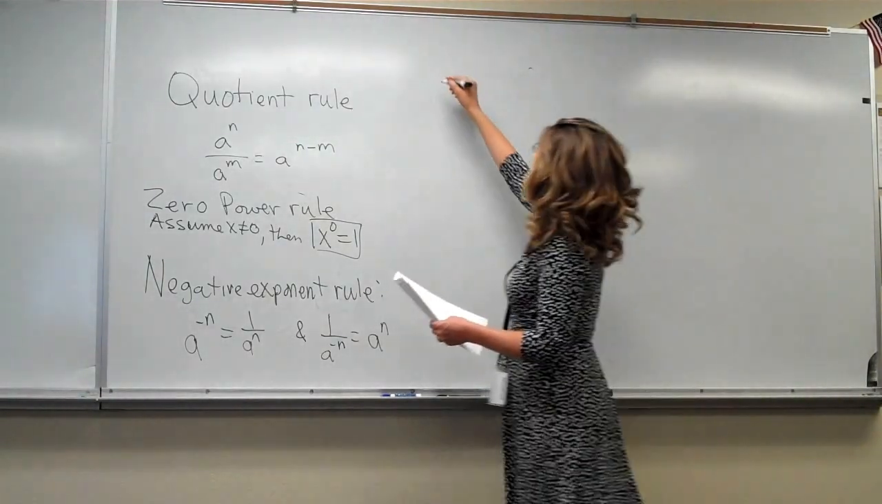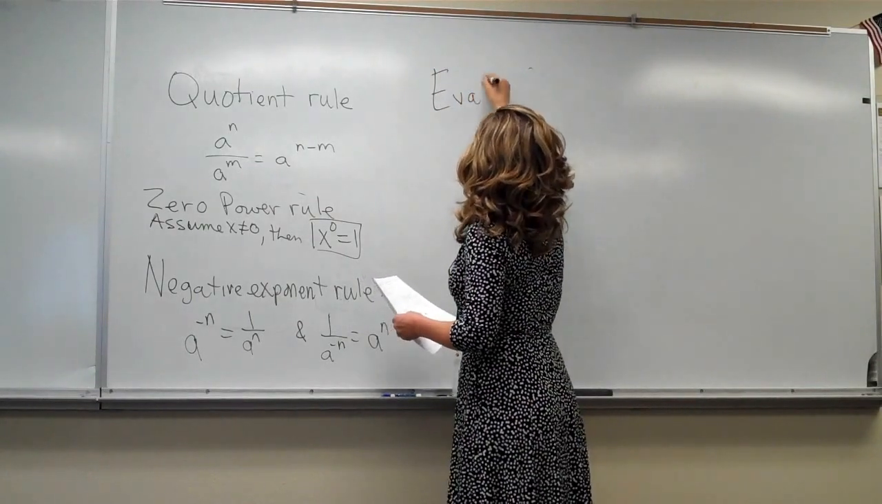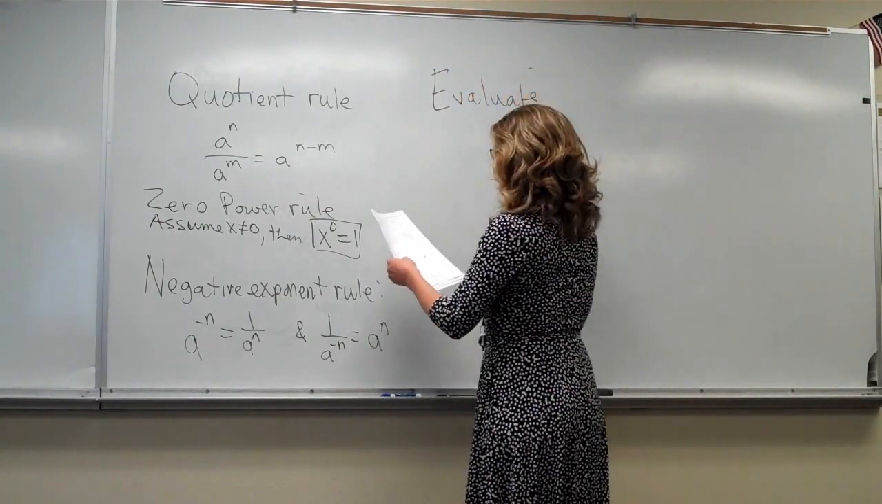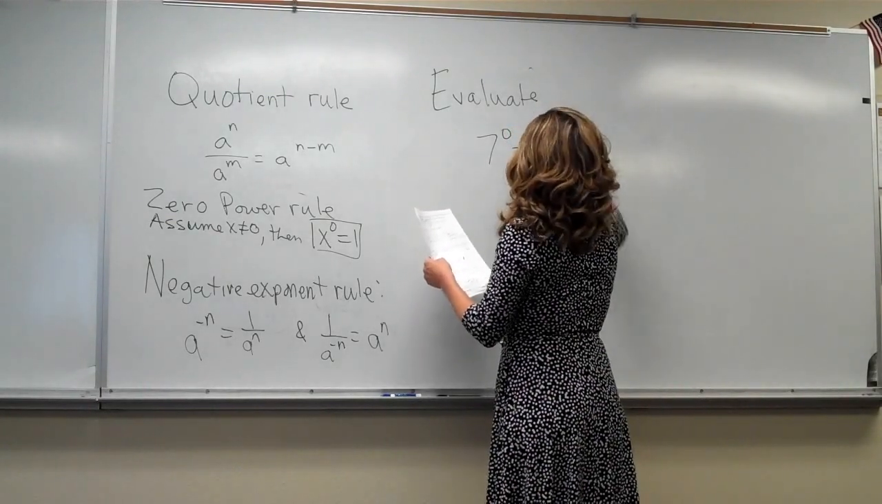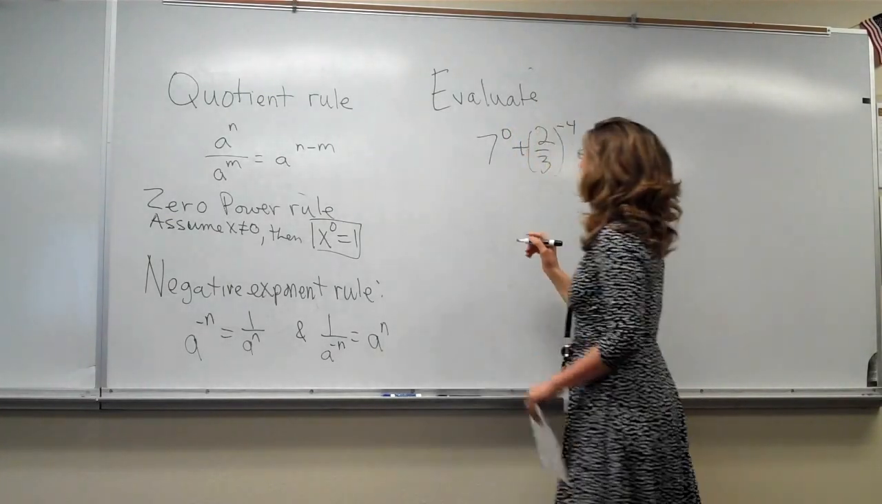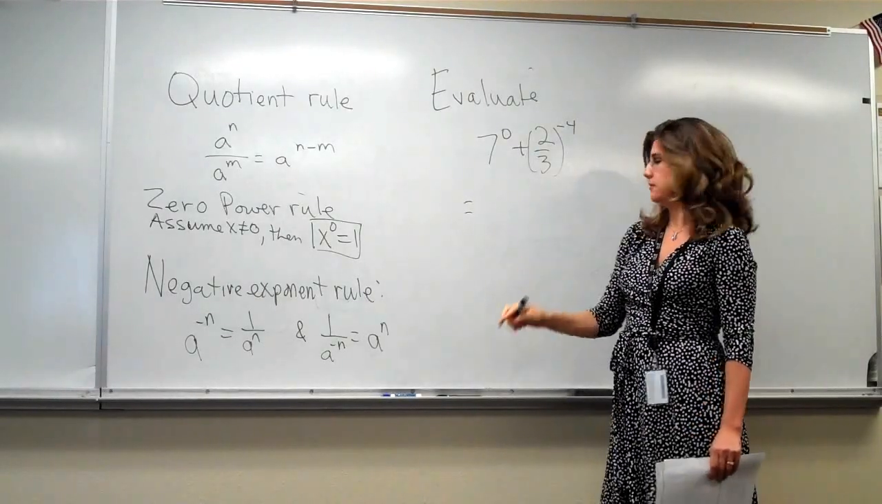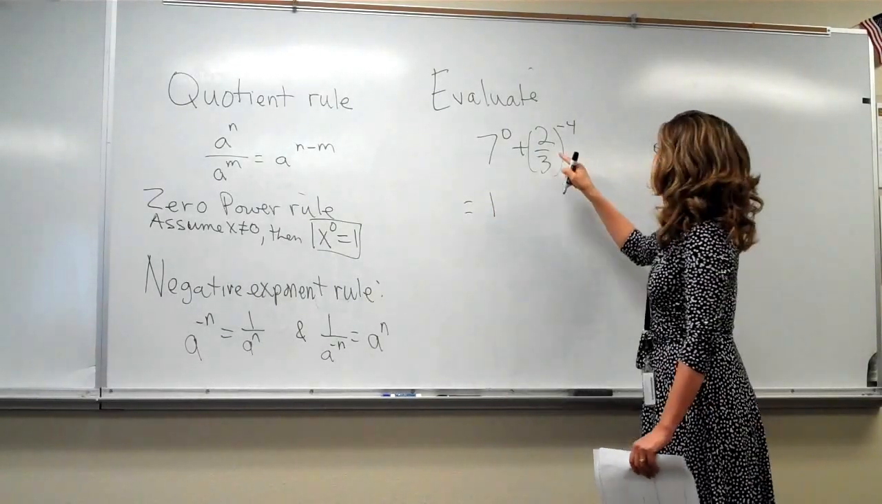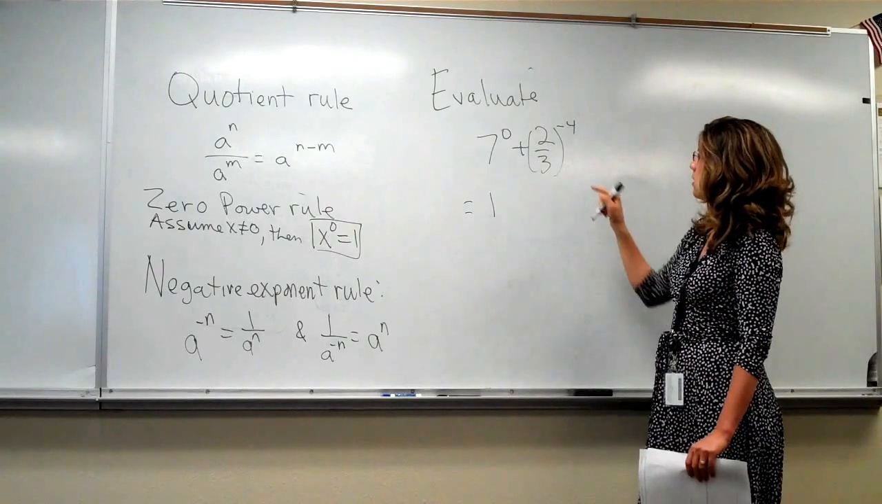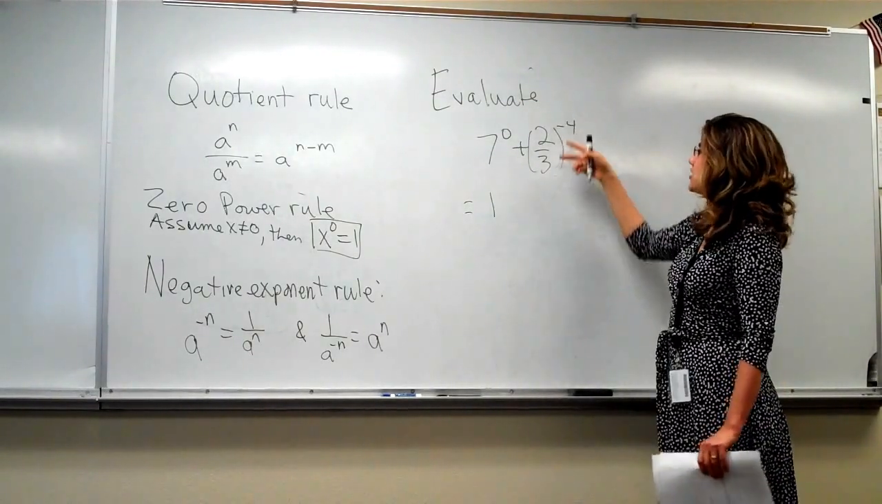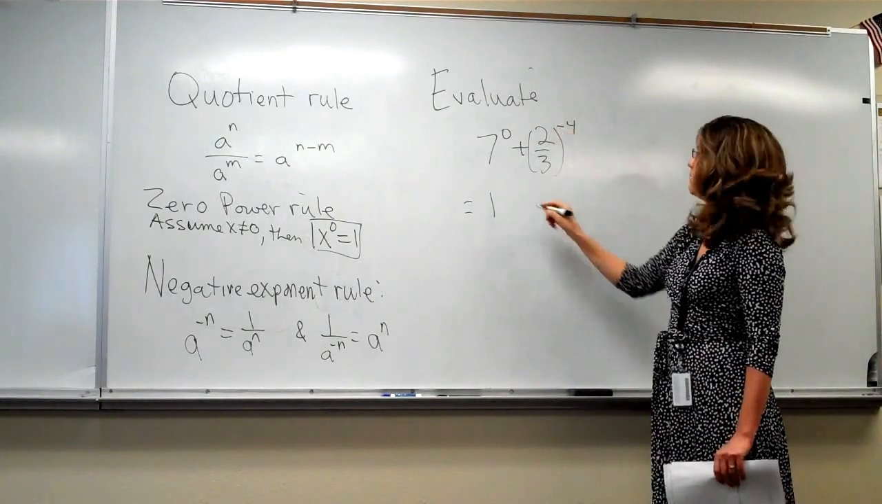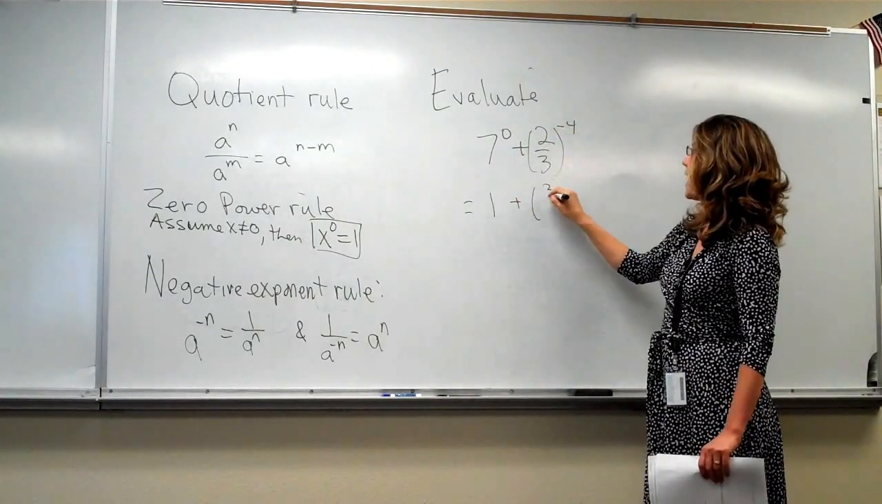All right, evaluate 7 to the 0 plus 2/3 to the minus 4. What is 7 to the 0? 1. What is 2/3 to the minus 4? Since we have the minus sign, it says take the reciprocal. For a fraction, the reciprocal is the flip. So this would be 3/2.